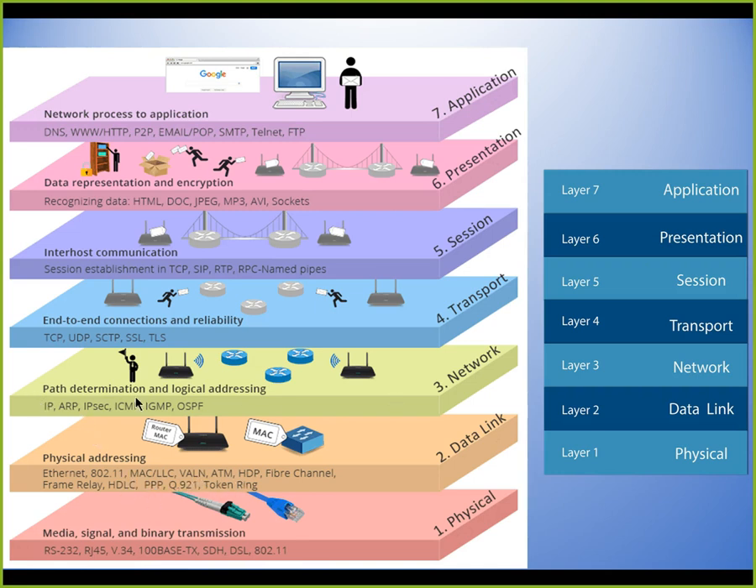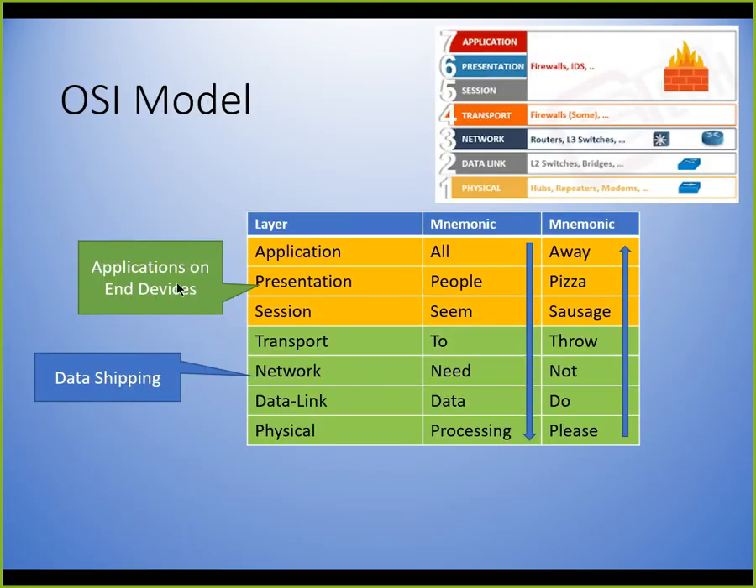The network layer: path determination, logical addressing, IP addresses are going to be there. End-to-end connections at the transport layer, and we're going to look at each of these layers individually for a few minutes. And then the mnemonics that you may want to use: All People Seem To Need Data Processing, or from the bottom up, Please Do Not Throw Sausage Pizza Away. So remember those things. The top 3 layers are applications on end devices. The bottom 4 layers are for data shipping, to actually get the information from one location to another.